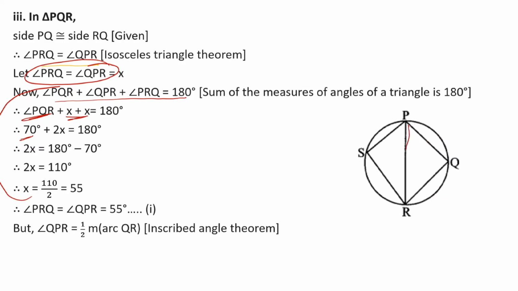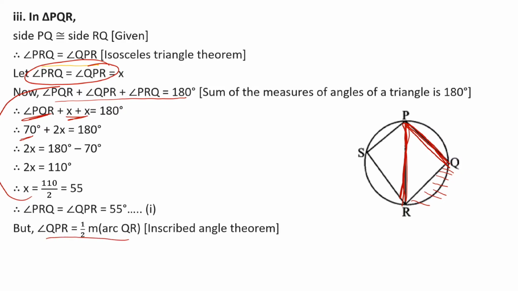Angle QPR. Can you see angle QPR in this figure? It is an inscribed angle, right? Is it an inscribed angle? Yes. And RQ is the intercepted arc by this angle. So the angle RPQ will be half of arc QR by the inscribed angle theorem.